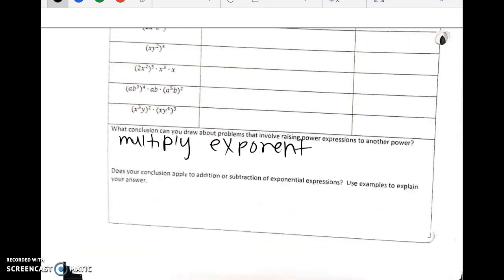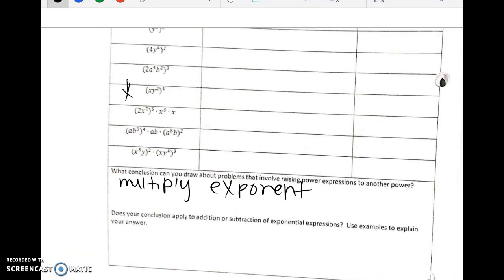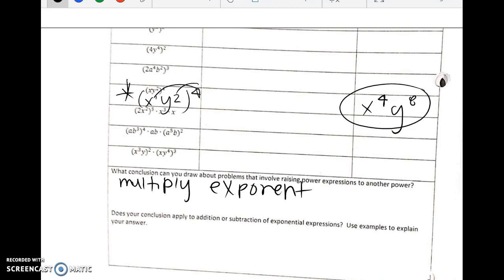So I'm going to look at this problem. I don't even actually have to write it out in expanded form. This x, I know, actually has an exponent of 1, and y has an exponent of 2, and there's a 4 on the outside. So I'm going to multiply those two exponents together. Keep my base of x, 1 times 4 is 4, and keep my base of y, 2 times 4 is 8. Didn't even have to do it in simplest form.